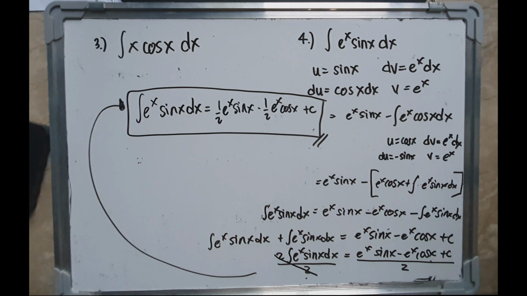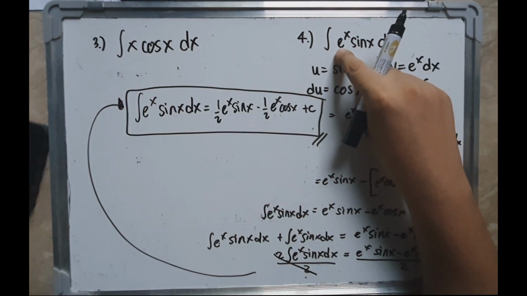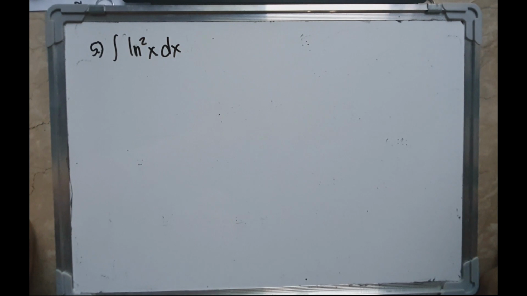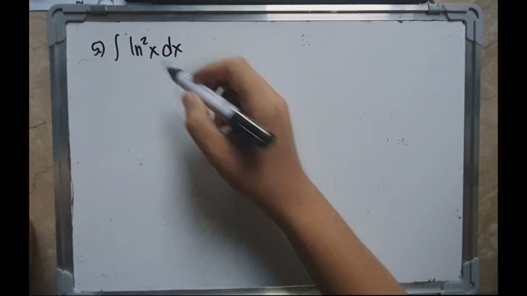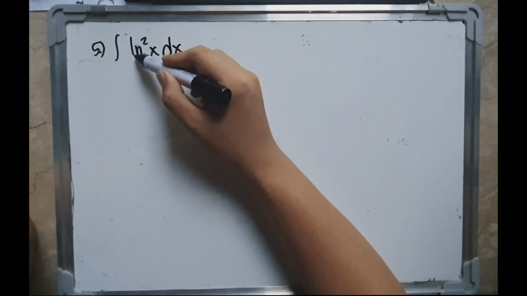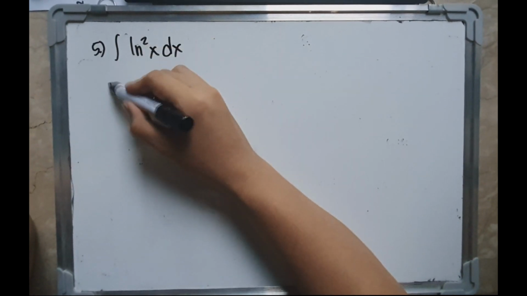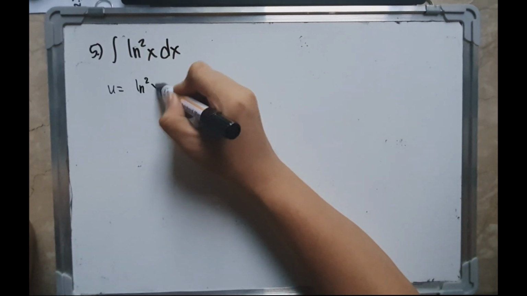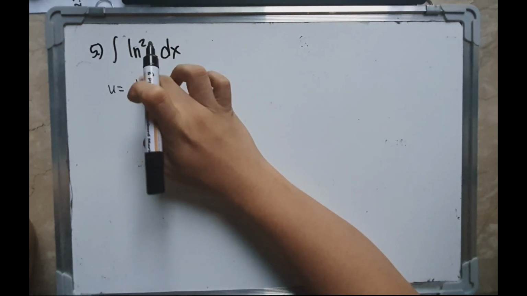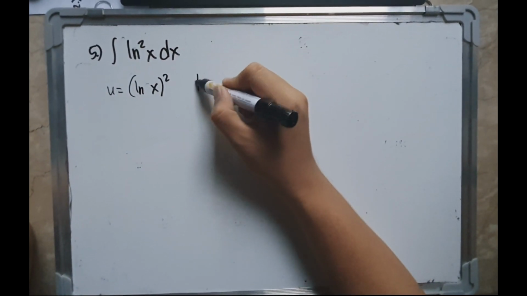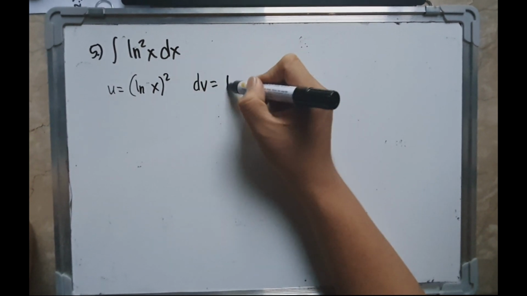Okay, so this is the technique in solving integration by parts involving trigonometric and exponential functions. So we now have the integral of ln squared x dx. Obviously, we only have one function, ln squared x, and we have the derivative dx. So we will assign this one as the u, ln squared x, or this could be written as ln x raised to 2. And obviously the dv is this one, the dx.